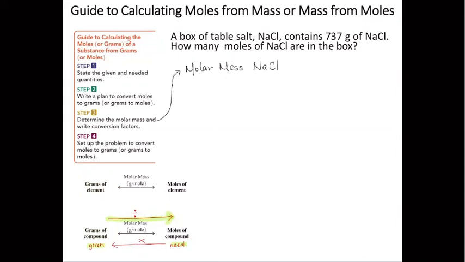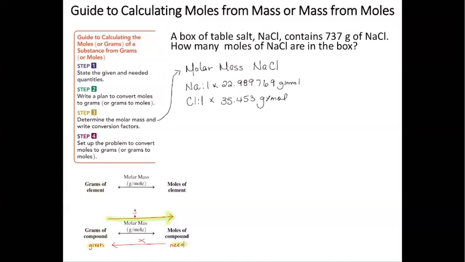To determine the molar mass of NaCl, we know that we have 1 sodium and 1 chlorine. We're going to multiply that by their respective molar masses. So for sodium it is 22.989769 grams per mole. For chlorine it is 35.453 grams per mole.